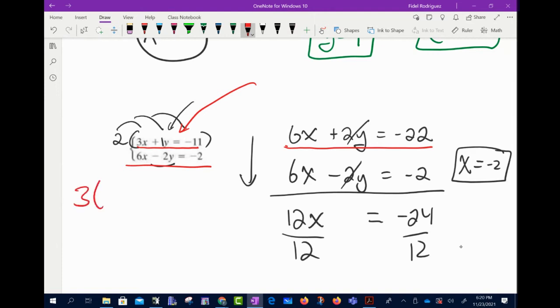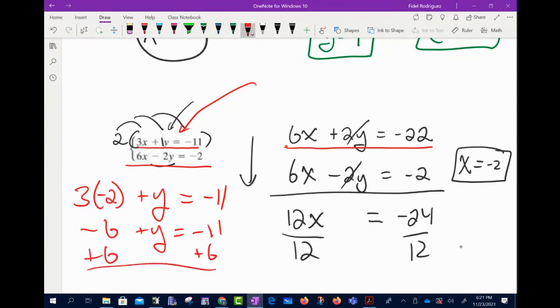So I'm going to put 3 times negative 2 plus y equals minus 11. So this is a negative 6 plus y equals minus 11. And when I add 6 to both sides, I end up with y equals negative 5. And so my solution here is negative 2 and negative 5. And it's written as a point because this is the point where those two lines end up meeting, right?